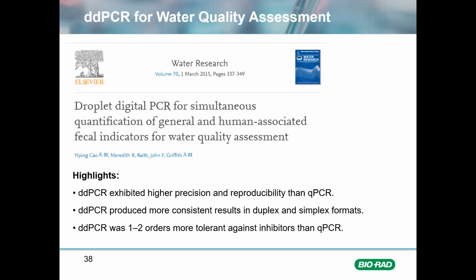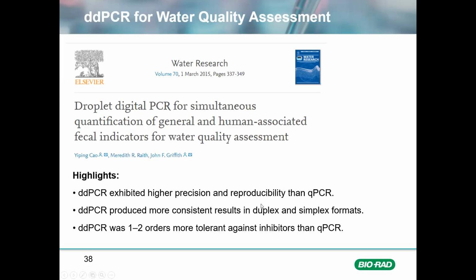Okay, so in the last 10 minutes or so, I want to just quickly go through some examples of people using ddPCR and assessing water quality. So this first one is actually not looking at SARS-CoV-2. This is looking at fecal indicators in communal water. So I believe the primary source of their samples here is beach water.